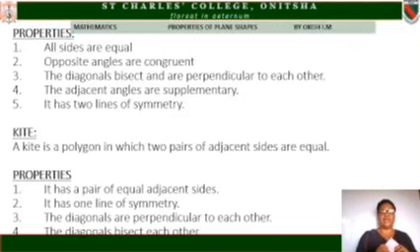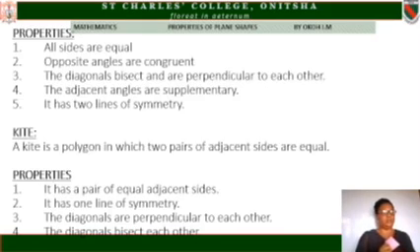So let's look at its properties. The first one says that all the sides are equal. Number 2, opposite angles are congruent. Number 3, the diagonals bisect and are perpendicular to each other. We divided it into 2. They are perpendicular. This one is going straight this way, this one is going this way. And that's what we mean by perpendicular to each other. Then number 4, the adjacent angles are supplementary. Then number 5, it has 2 lines of symmetry.